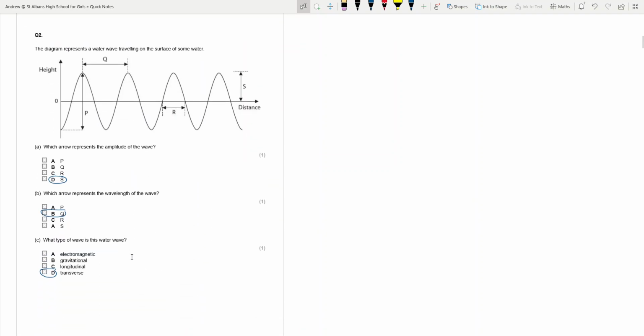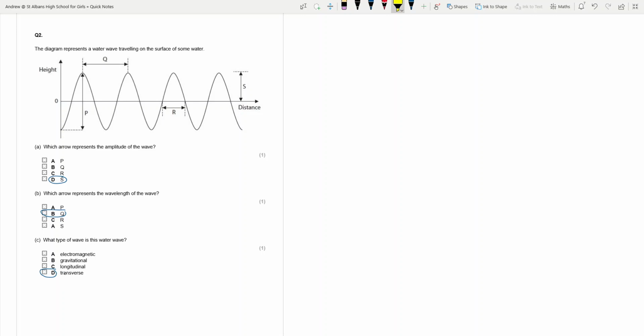Question 2, again, more sort of recall. So we've got a picture of a water wave traveling on the surface of water. Which arrow represents the amplitude? The amplitude is S, from the midpoint to the peak. Which arrow is the wavelength? It's Q. We've got one peak to peak distance. It's one whole wavelength.